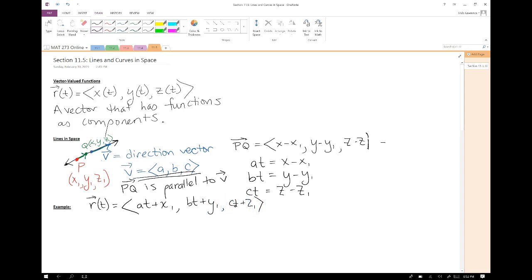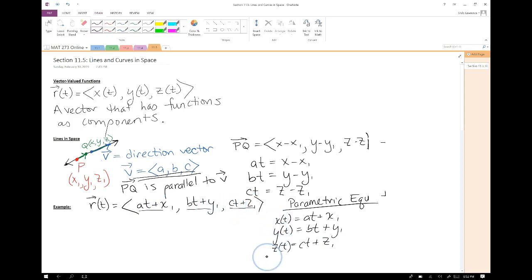We could also write them as a set of parametric equations. That's just when we pull each of those out and identify them individually. So we would have x of t equals a t plus x sub 1, y of t equals b times t plus y sub 1, and z of t equals c times t plus z sub 1. So you see it's the exact same thing we have here. We're just identifying them individually when we write them as parametric equations.